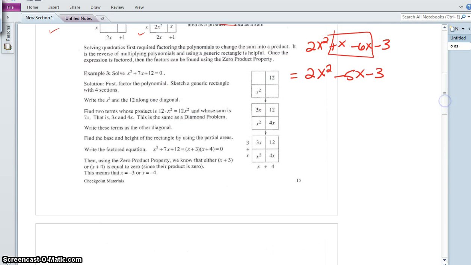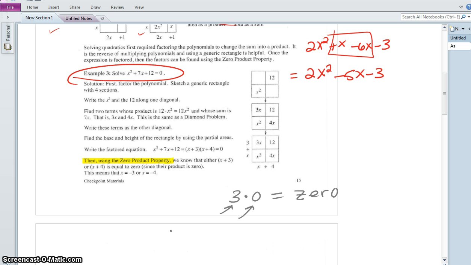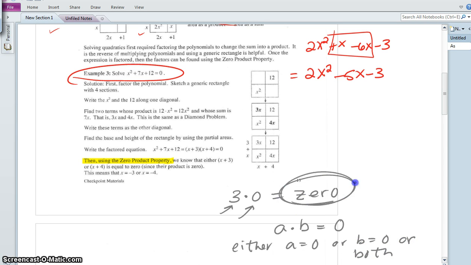Example 3 and example 4 express that you're going to use the zero product property. Now this is a big deal, the zero product property. It tells you that whenever you multiply and you get a result that equals 0, one of your 2 factors or 3 factors or 4 factors has to be 0. So if you have a multiplication like this one, a times b equals 0, the zero product property tells you that either a is 0 or b is 0 or both. That's the only time you can get 0 as a result in a multiplication.